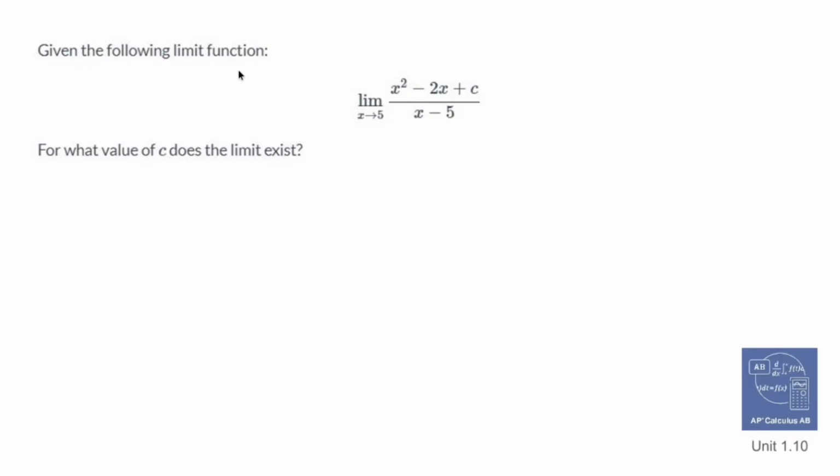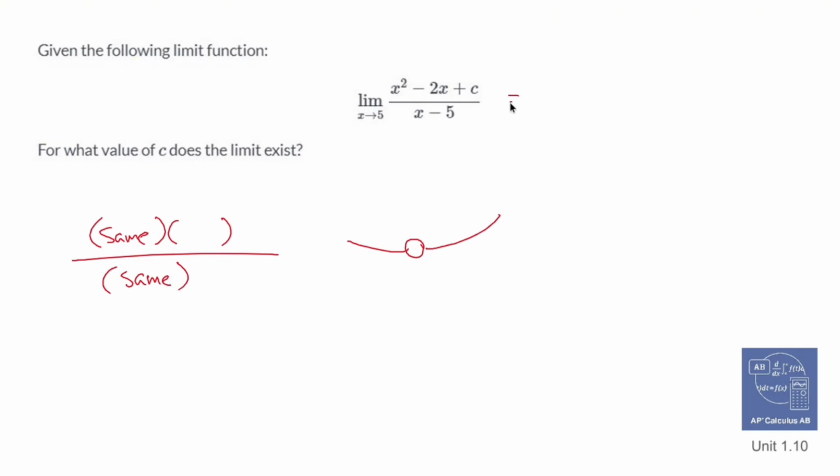Given the following limit function, for which value of c does the limit exist? Well, we have a c here, and we're asking where the limit exists when x equals 5. So this is what we need to understand. If a limit is going to exist, that means the left side and the right side of the limit have to meet at the same spot. And when we think of stuff like this, we think about holes. Holes exist if you factor the numerator and the denominator, and some factor up here is the same as some factor down here.